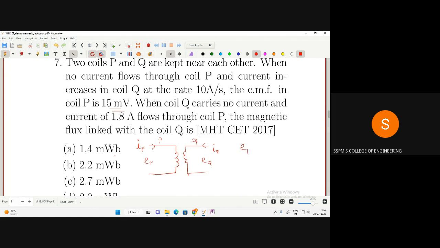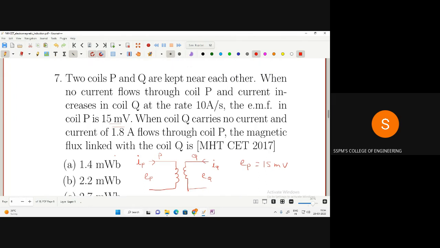EP is 15 millivolt given, and also we have given the current, the rate of the current in the coil Q is given. The rate is 10 ampere per second.